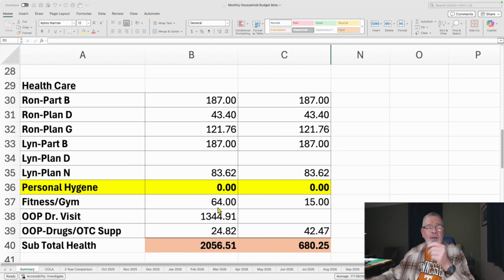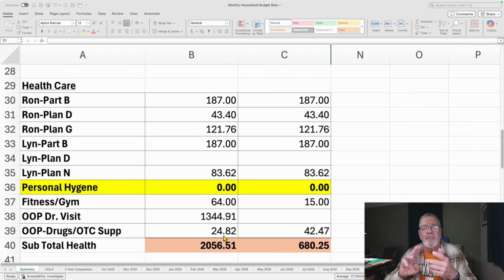They have a yearly fee you have to pay every November. If you'll notice, last month my out-of-pocket doctor visit, I had a dental thing. It was $1,344.91. We didn't have any out-of-pocket doctor visits this month. Out-of-pocket drugs and over-the-counter supplements, last month was $24.82.